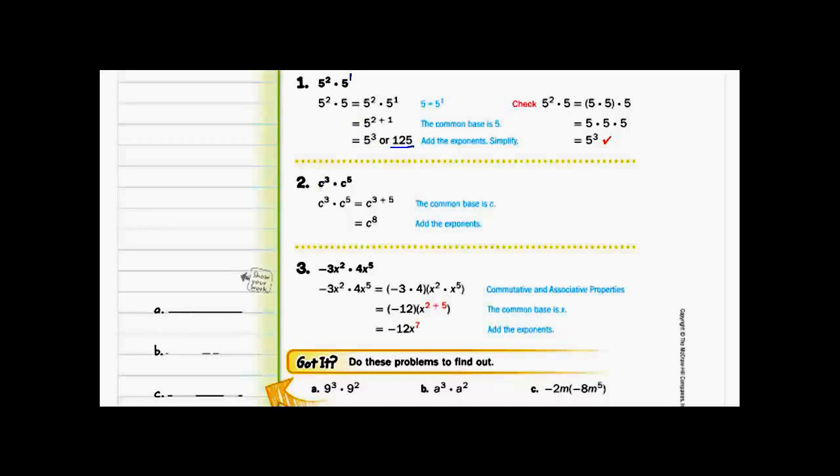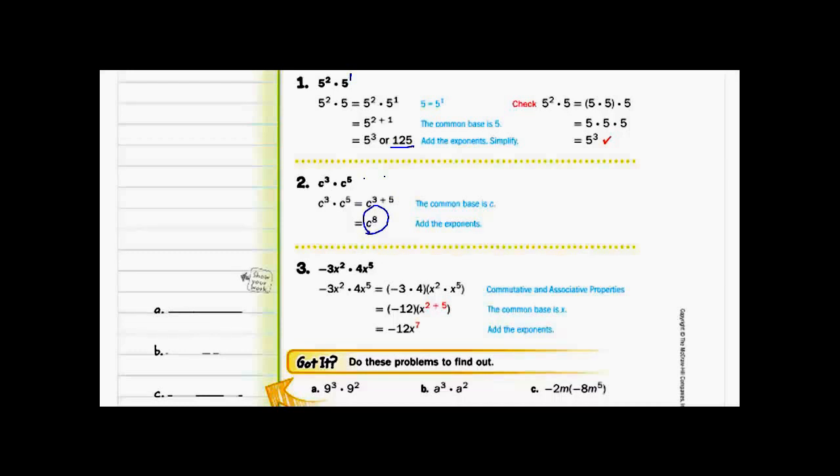Number 2, we have c to the 5th times c cubed times c to the 5th. So here we have 3 c's, here we have 5 c's. This means c times c times c, c times c times c times c times c. So how many do we have? We have 3 here and 5 here. We add those together. That is why it is c to the 8th.